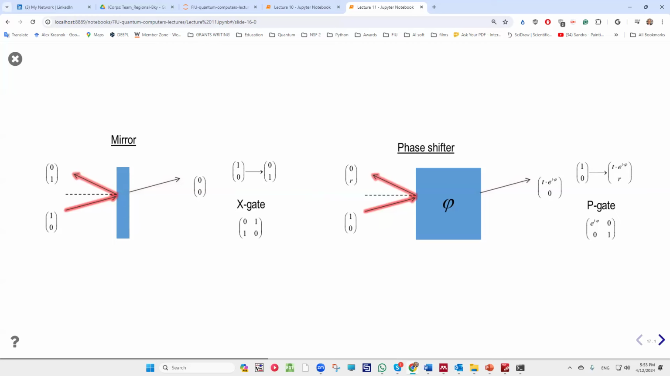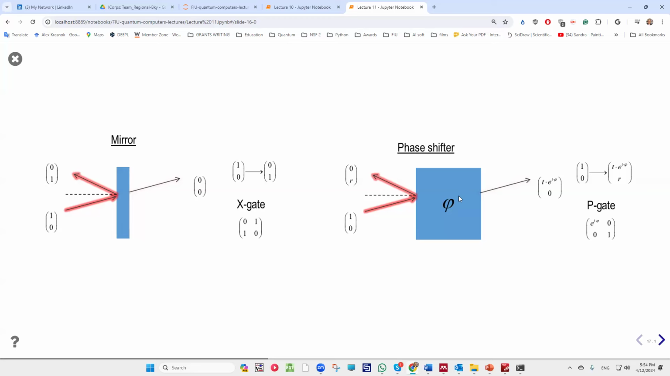We can also develop other types of quantum gates. One is a mirror. It's a conversion from one propagation direction to another propagation direction. So it's basically the X gate. A mirror works as an X gate. It takes a 0 state and converts it to state 1. From propagation from left to right, it converts the photon to propagation from right to left, the X gate.